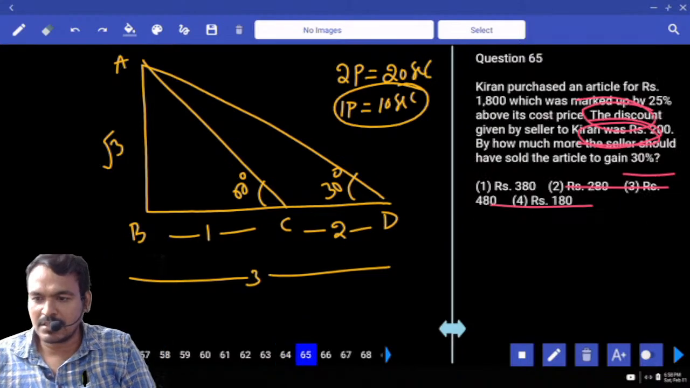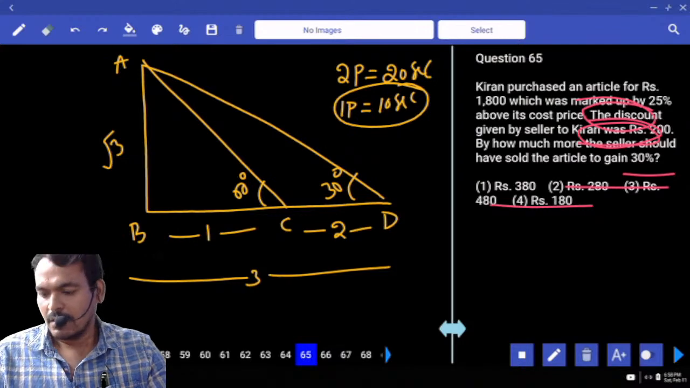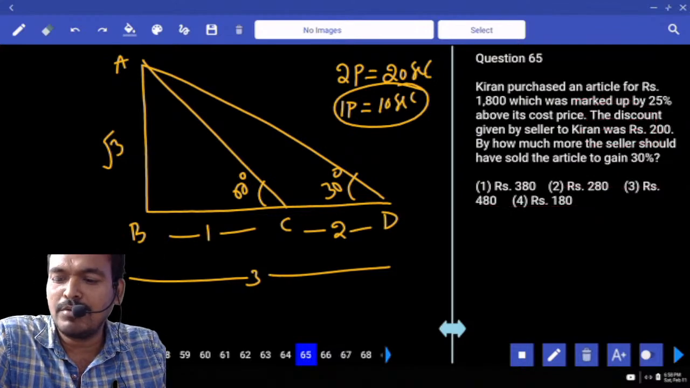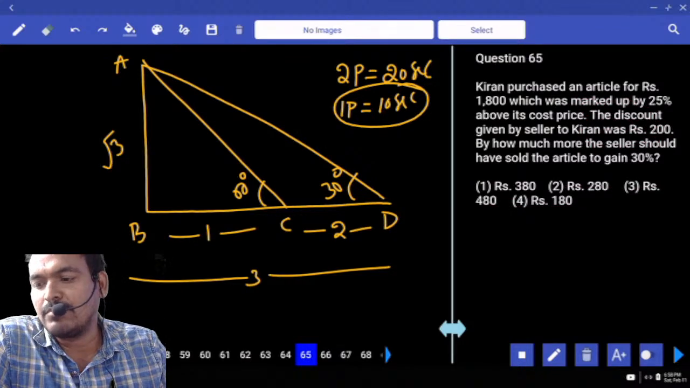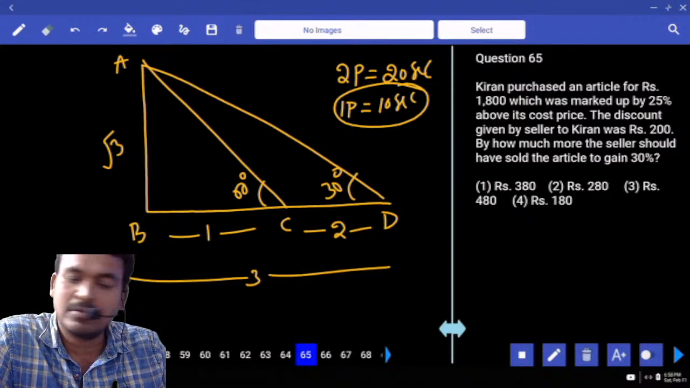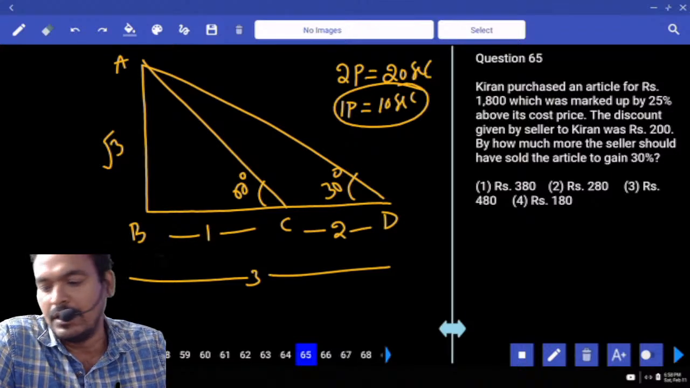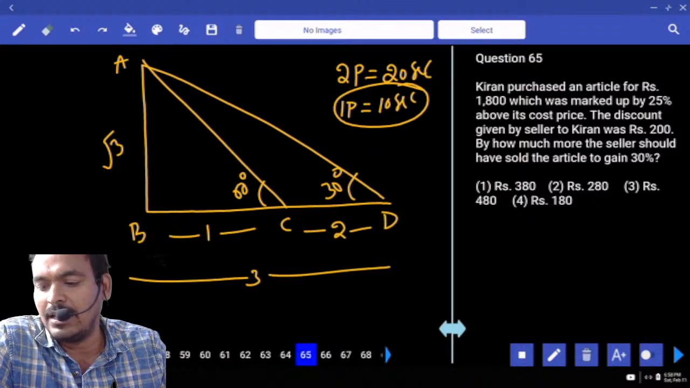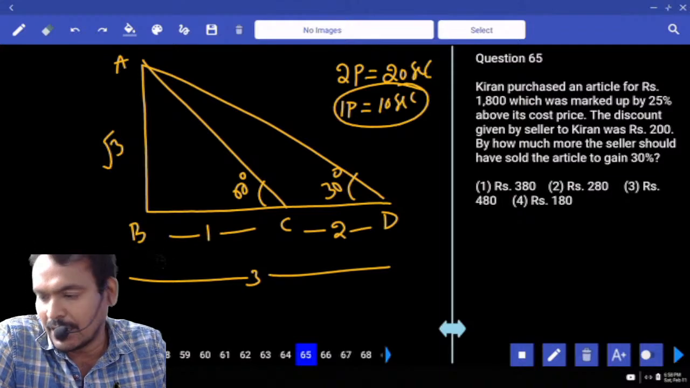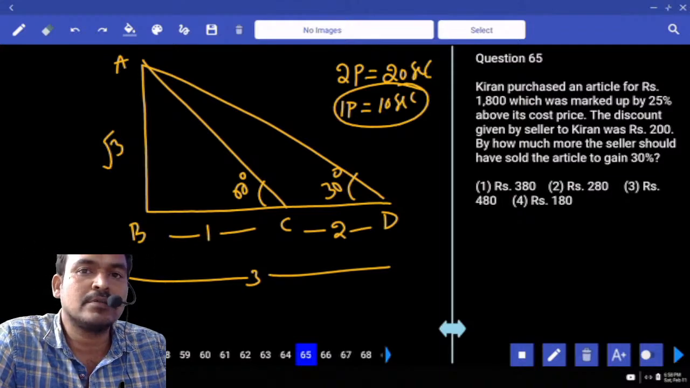Next, question number 65. Kiran purchased an article for 1800 rupees, which was marked up by 25% above the cost price, and the discount given by the seller to Kiran was 200. By how much more should the seller have sold the article to gain 30%?